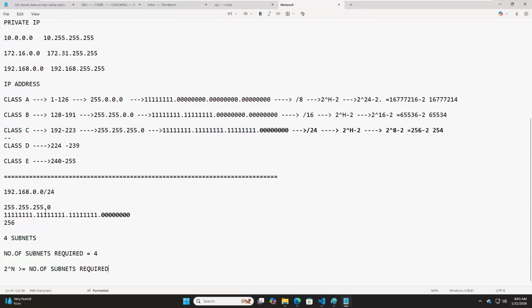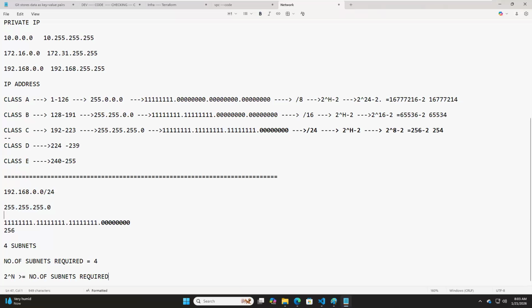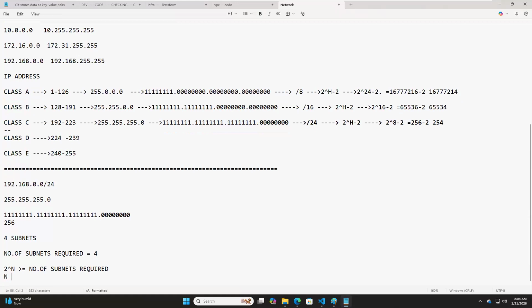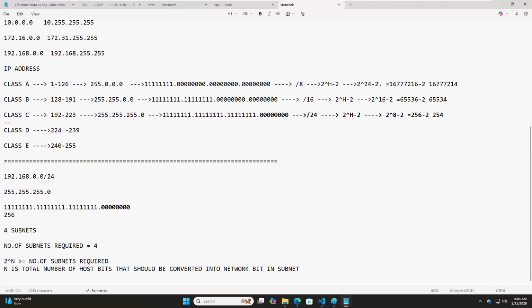If you convert this decimal number subnet into binary, you are going to get it like this. So what is n here? n is the total number of host bits that should be converted into network bits in the subnet mask. So if you see, 2 power n is greater than or equal to the number of subnets required, which is 4.